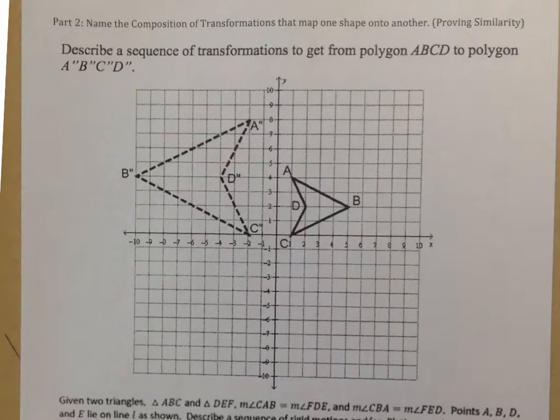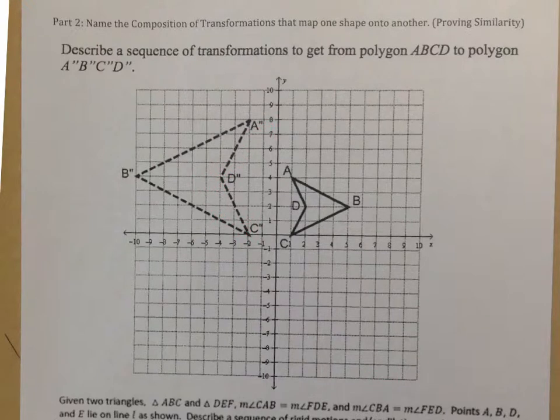Here's a recap on how to take one shape and place it on top of another shape to prove that the two shapes are similar. We've done this before with congruence, and there's 2 videos on that already. What I want to do here is take this shape right here, quadrilateral ABCD, and get it to land on top of this larger shape right here.